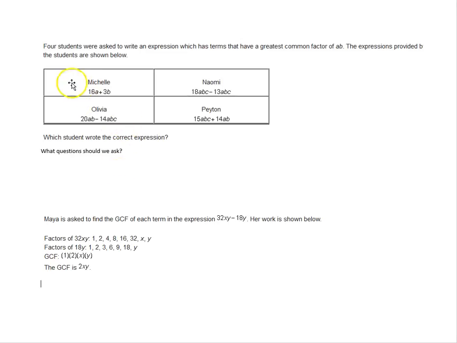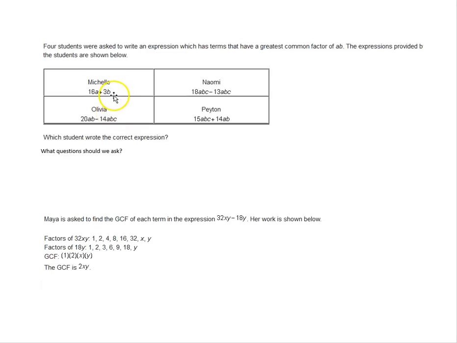In this first question, we have 4 students who were asked to write an expression, and they were instructed that the expression should have a greatest common factor of AB. So what questions would we need to ask in order to be able to do this? Well, we certainly should know what a common factor is. If we're not sure about that, we should go back and view the lesson's videos to make sure we know. But let's look at each of the expressions the students came up with and see how close they were.